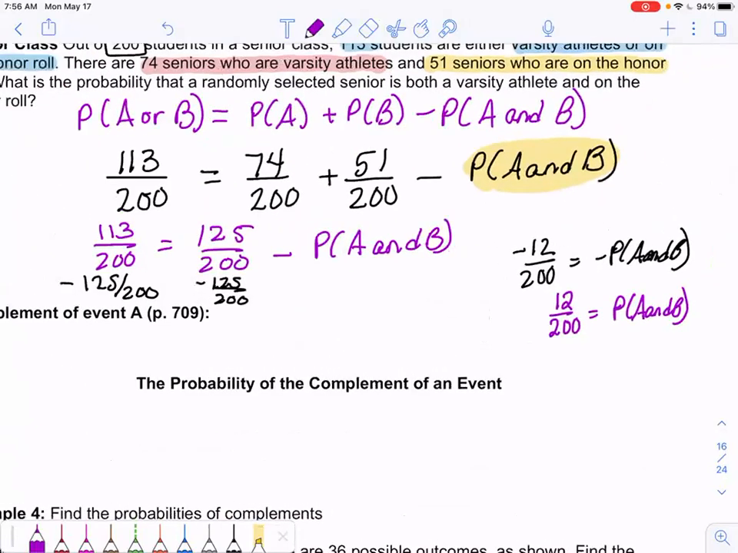So find the probability that a randomly selected senior is both a varsity athlete and on the honor roll. That's going to happen 12 out of 200 times. That's the both part. That's the overlap part in those little diagrams. So I have everybody that's a varsity student, everybody that's a senior athlete on the honor roll, and then that both part in the middle where they're both senior athletes and on the honor roll. Questions?